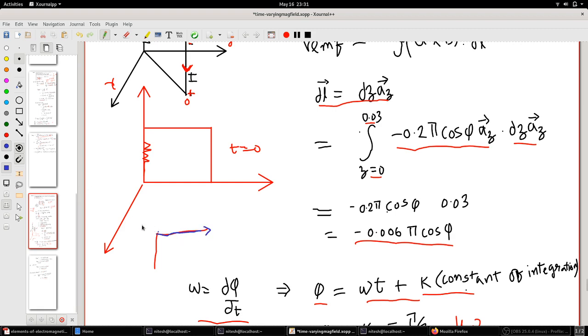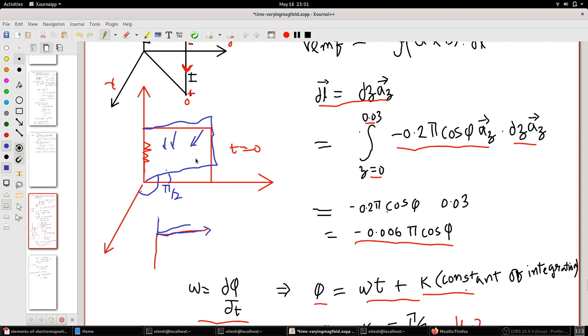Now at t equal to 1 millisecond, the loop will be somewhere here, something like this. It will be moving from this quadrant to this quadrant, right? So from pi by 2, this is my pi by 2 plus this small angle, which is your omega t. Now the flux lines are coming along this x-axis, right?